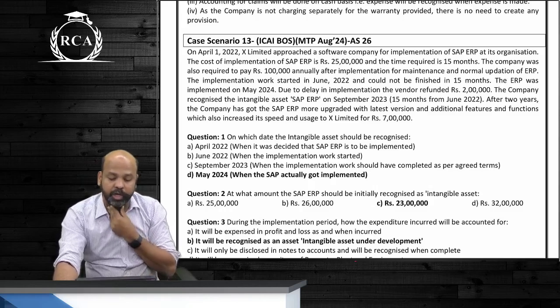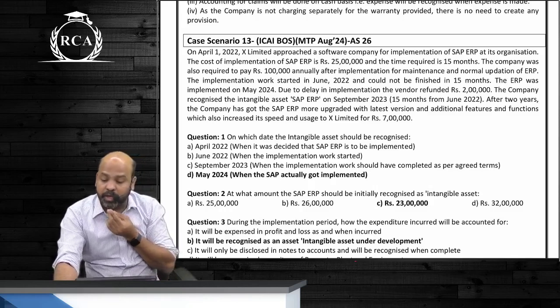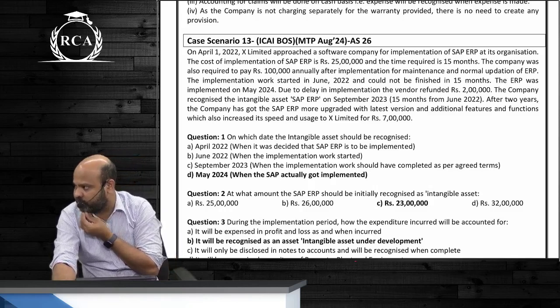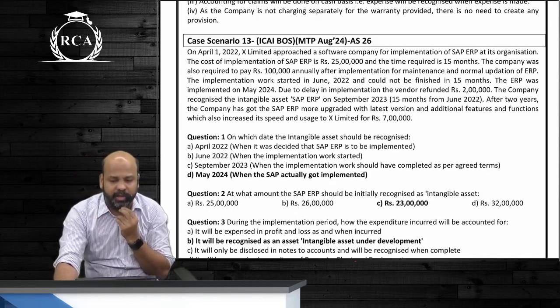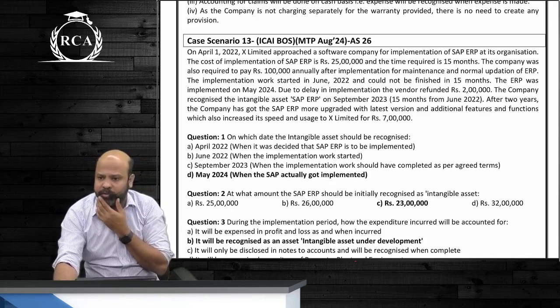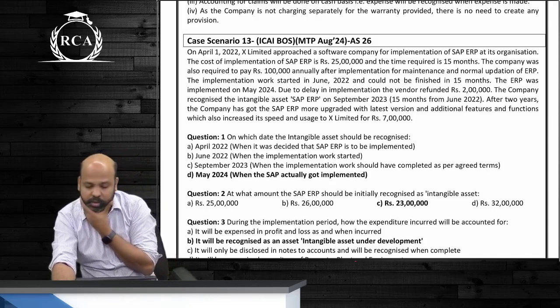The company was also required to pay 1 lakh rupees annually after implementation for maintenance and normal updation. 1 lakh will be maintenance cost every year. That is only cost to maintain the efficiency. What will you do with that 1 lakh? Transfer to P&L account. Every year 1 lakh will be transferred.